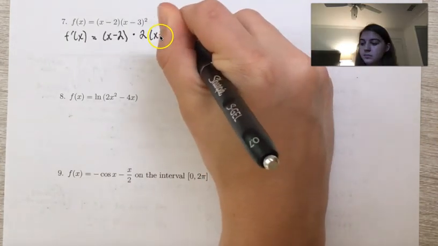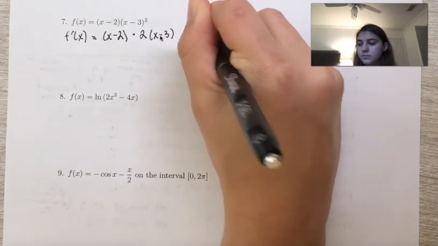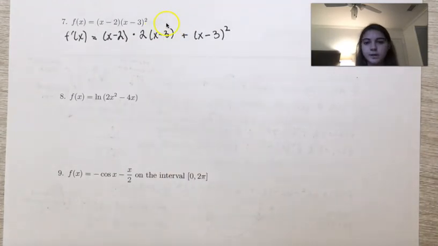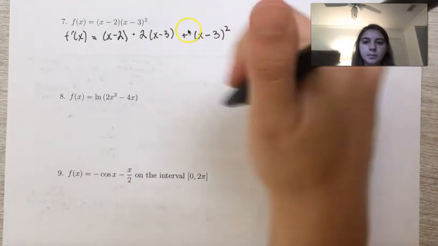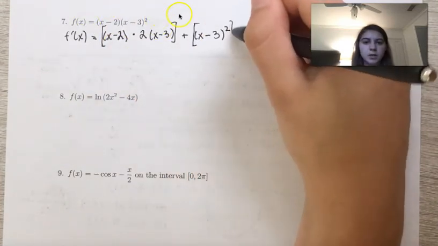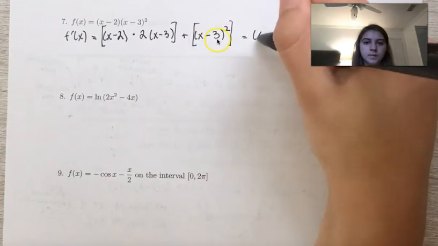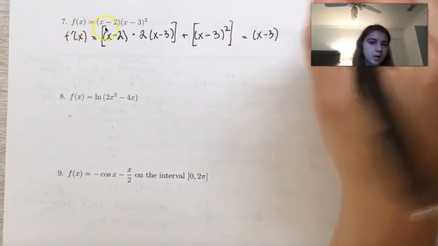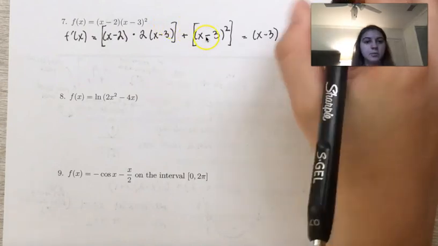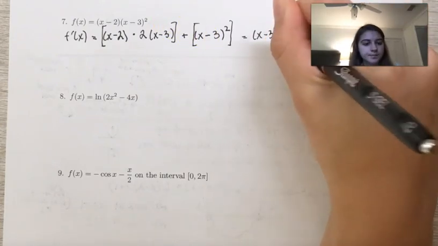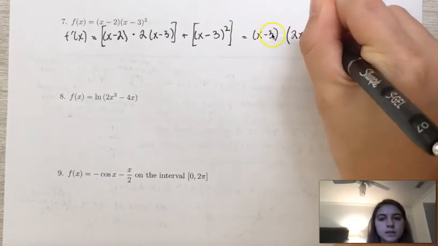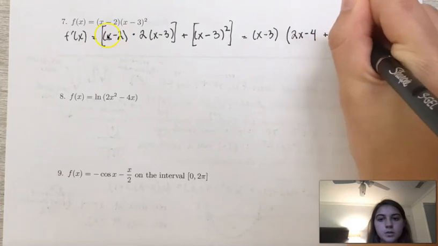And then for a chain rule, it would just end up being times 1. And then plus, so it's like this whole thing, plus x minus 3 squared times 1, because that's the derivative of that one. So we're going to pull out x minus 3 from both of those. This is just a back and forth, isn't it? And we get x minus 3 times 2x minus 4 here.